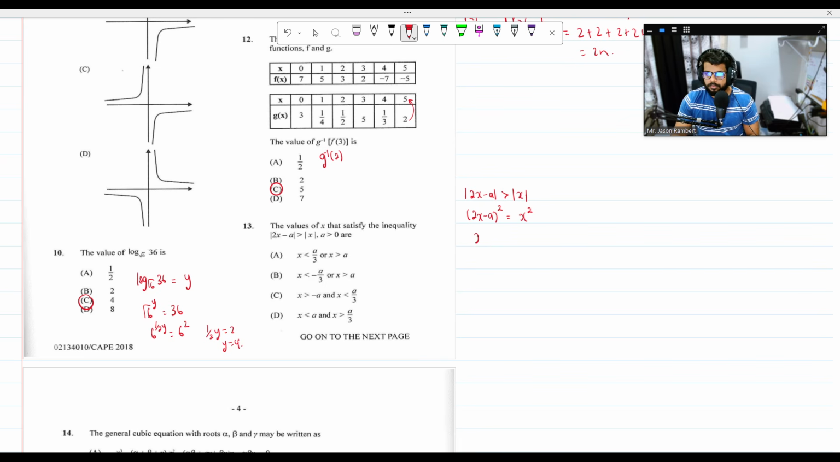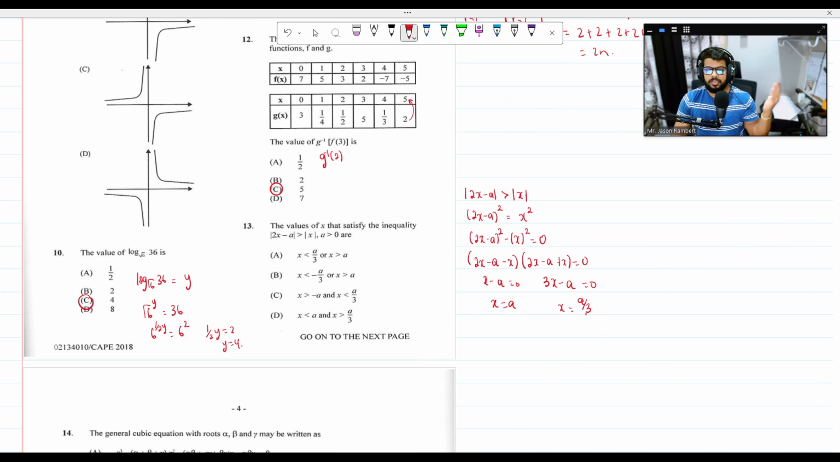Then we bring them across to get a difference of 2 squares. I'll get 2x minus a all squared, take away x all squared is equal to 0. Difference of 2 squares: first term take away second term, 2x minus a, take away x, multiplied by first term plus second term, 2x minus a plus x is equal to 0. 2x take away x is x minus a. And 2x plus x is 3x minus a is 0. So x is a, and x is equal to a over 3.